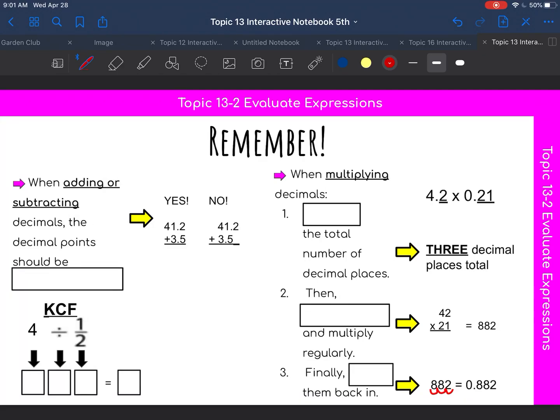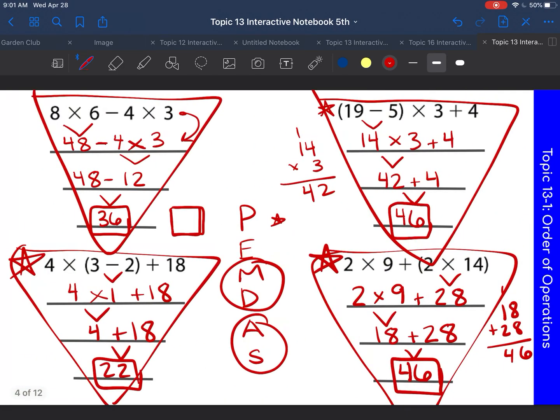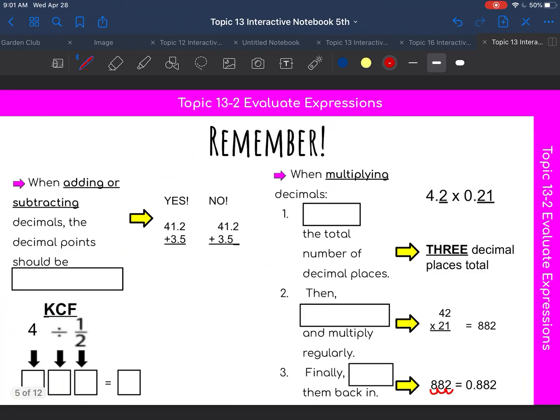Hello, fifth graders. So yesterday we were talking about order of operations and evaluating expressions. And we're going to continue doing that today. But first I want to go over a few things because some of the problems may deal with some decimals or some fractions. And I want to kind of review some of that. So really quick, it says when adding or subtracting decimals, the decimal point should be what?